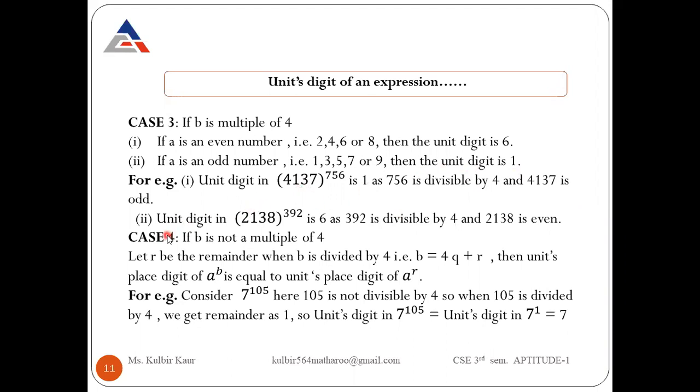Now let us move to another example. Find the unit digit of 2138 raised to power 392. Again, power is a multiple of 4 because this number is divisible by 4. Now check the base. 2138, this is an even number. When the base is an even number, then what will be the resultant unit digit? This is always equal to 6. So the resultant unit digit of this expression will be equal to 6.